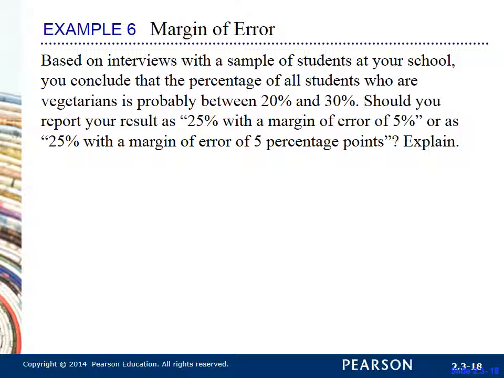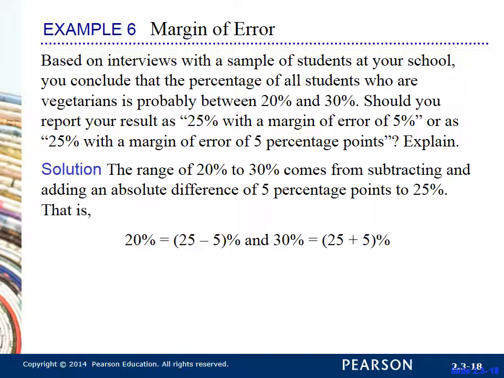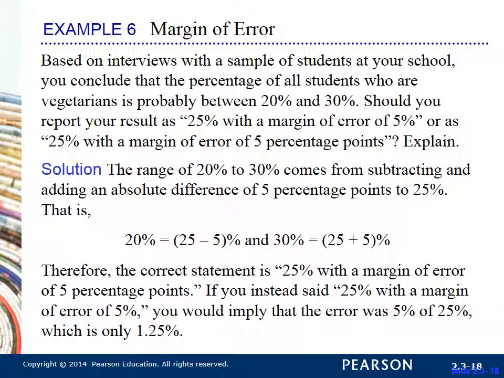Should you report your result as 25% with a margin of error of 5% or as 25% with a margin of error of 5 percentage points? All right, now remember when we did margins of error, we added and subtracted. So in that case, we know it must be the absolute difference because we added and subtracted to get it. If it was a percentage of it, then you would take 5% of 25%, which is not what was meant. So because you added or subtracted, it was an absolute value, so we use percentage points versus plain percent.